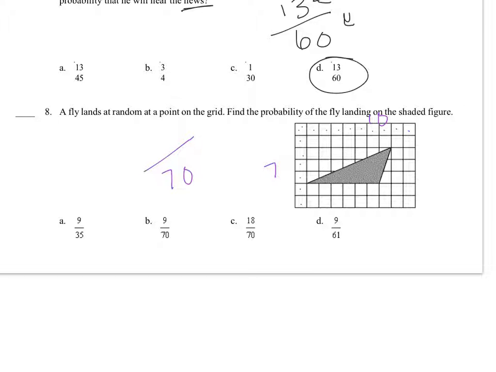Now again, I can find the area of the triangle either by trying to count it and figure it out, but if I look here, this is 1, actually I'll do this, 1, 2, 3, 4, 5, 6. So my base is 6. My height is 1, 2, 3. So base 6, height 3, divide by 2, and I would get 9. So it would be 9 out of 70.